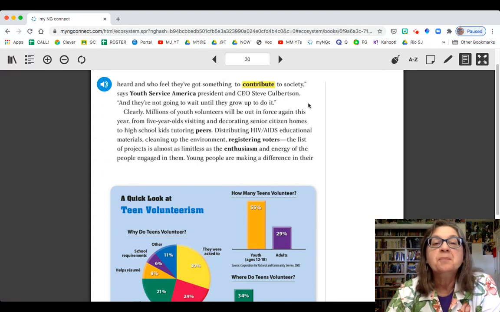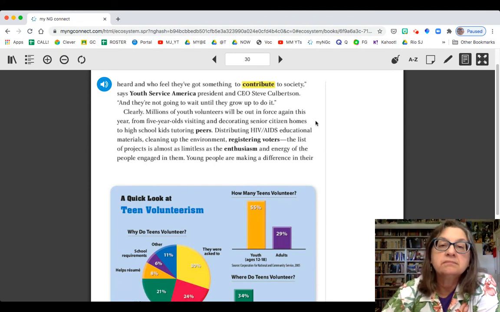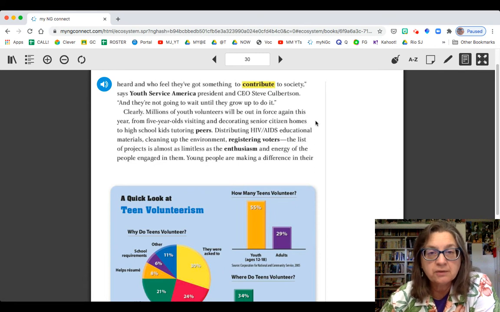Obviously. Millions of youth volunteers will be out in force again this year, from 5-year-olds visiting and decorating senior citizens' homes to high school kids tutoring peers. Now, those of you that were at Rio last year, did you go to some of that after-school tutoring in the library or somewhere else? Did you have other students who were helping you out with your learning? They were volunteering their time. Your peers are the people in the same age group or community with you.